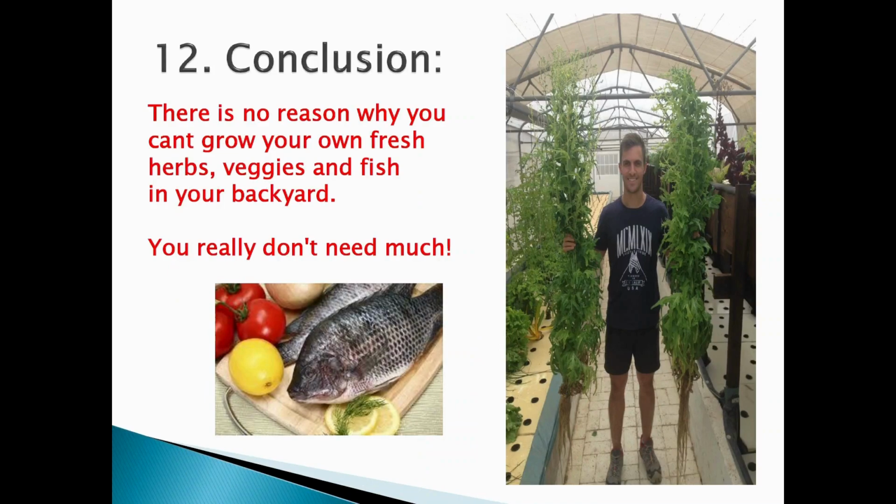So, in conclusion, there is no reason why you can't grow your own fresh herbs, veggies, and fish in your backyard. You don't need much to start if you are a hobbyist, and you can grow your system as your interest grows. Next up, I will be discussing the different types of fish that you can implement in your system.